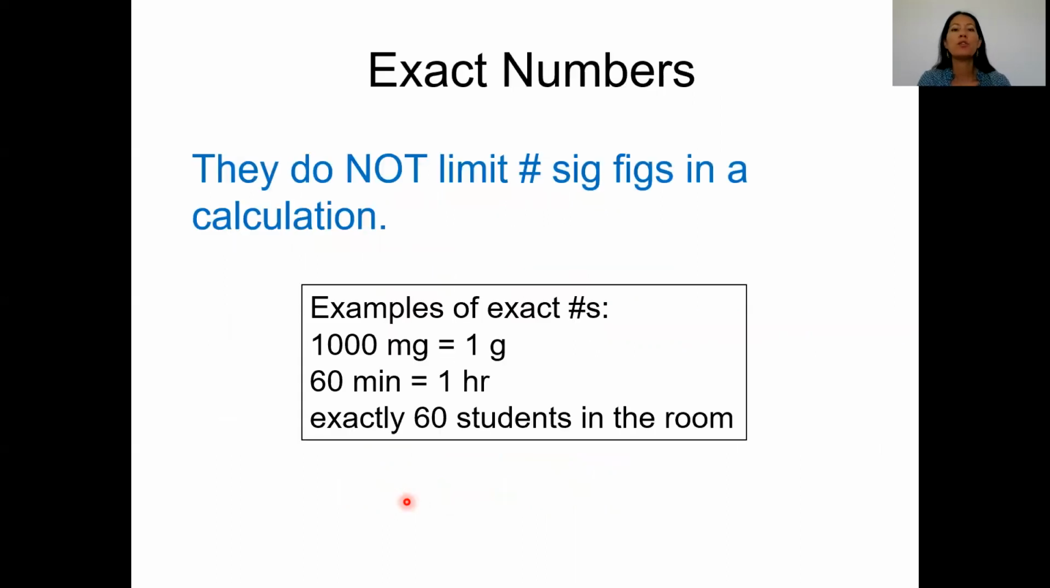Exact numbers, when you do calculations with sig figs, these do not limit the significant figures because they present no uncertainty. So examples of exact numbers are 1,000 milligrams in a gram, 60 minutes in an hour, or exactly 60 students in a room.